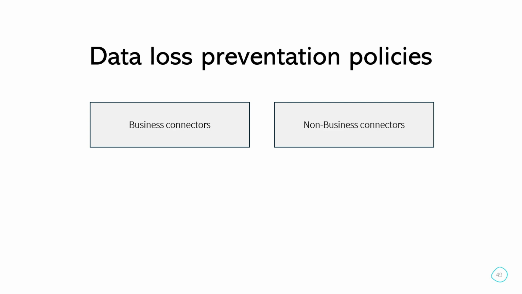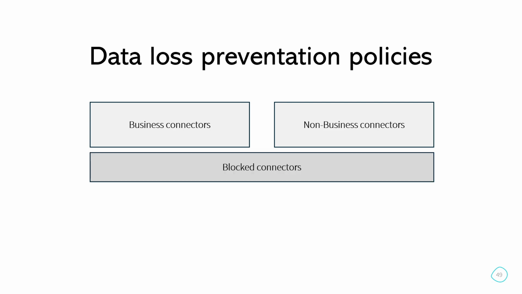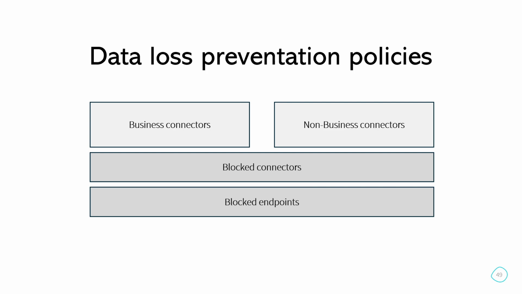And after that, we luckily got the possibility in data loss prevention policies to just block connectors. So we can say that, okay, this Facebook connector, we don't use that at all. End of story. After that, we got a little bit of granularity. So now we can even block endpoints. So for example, with the SQL connector or HTTP connector, we can define what endpoints we can use.